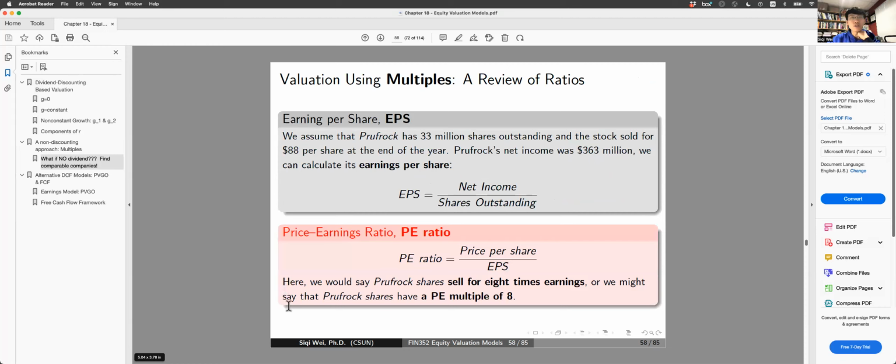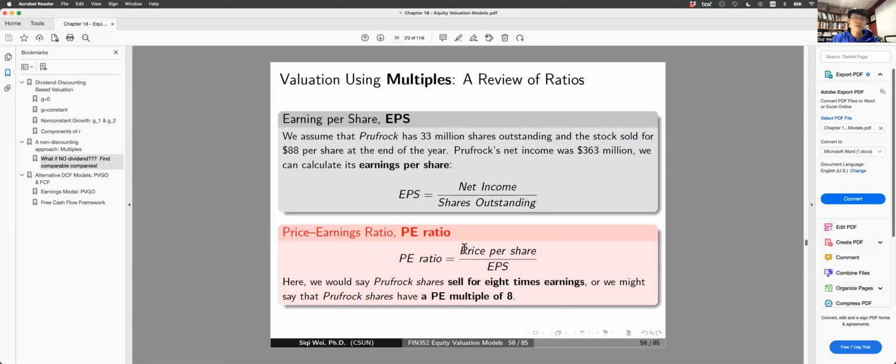What is the PE ratio? The PE ratio is the price per share divided by EPS, and the EPS is the ratio of net income over shares outstanding. Obviously, it captures the dollar return to the investors on a per share basis. I believe you have seen this before, which is a very important financial healthiness measurement.